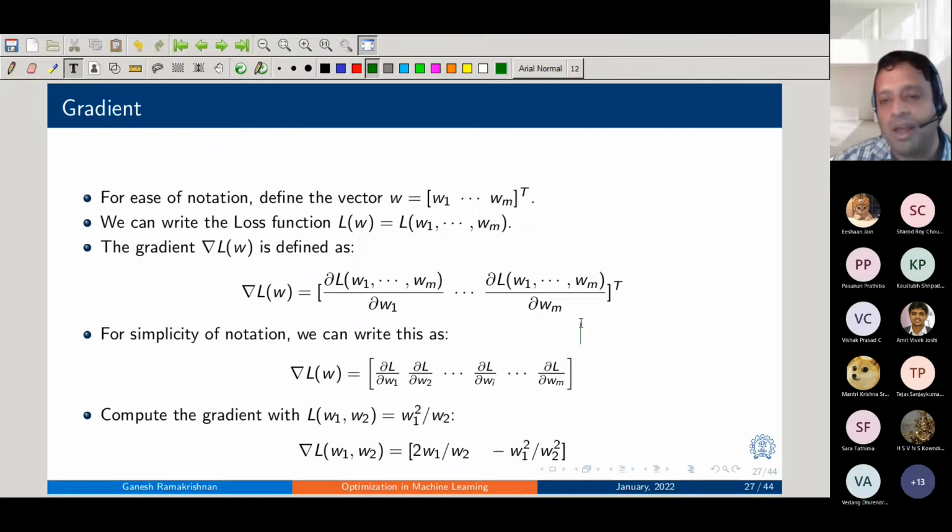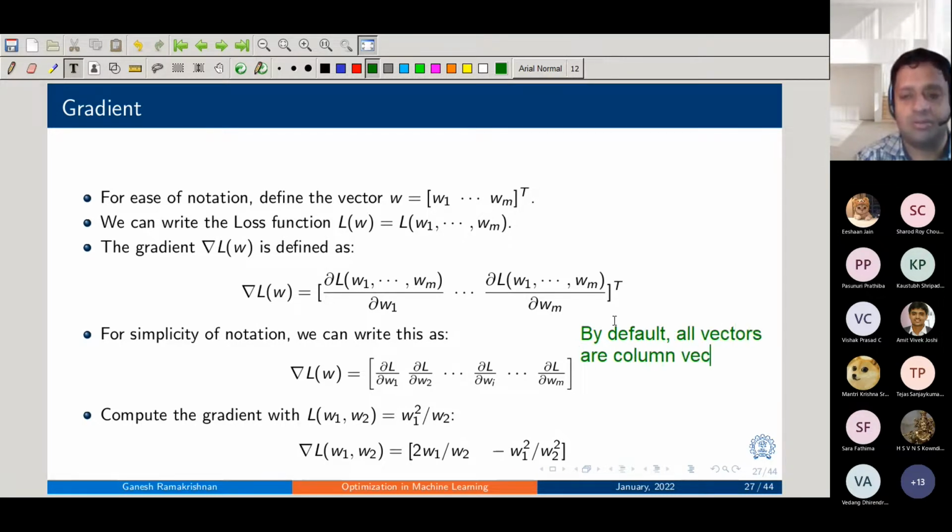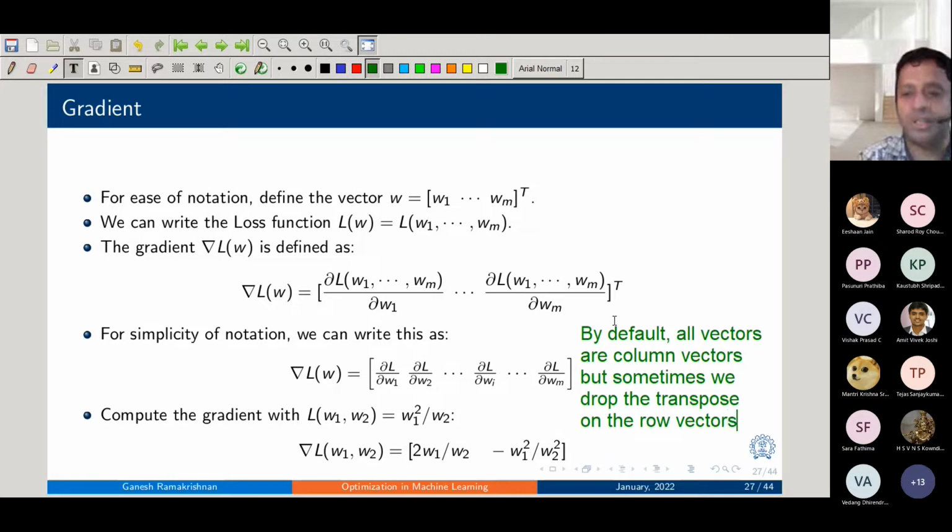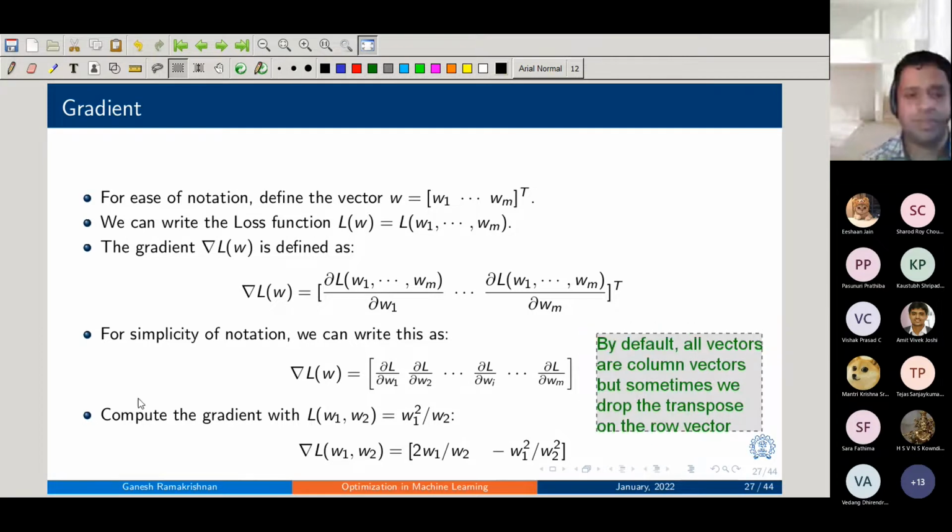By default all vectors are column vectors, but sometimes we drop the transpose on the row vector even while denoting the default column vector. So this is just a convenience, sometimes, for simplicity of notation. Especially when it comes to chain rule on vectors, chain rules on composition, you can remember that column vectors are what we use by default.